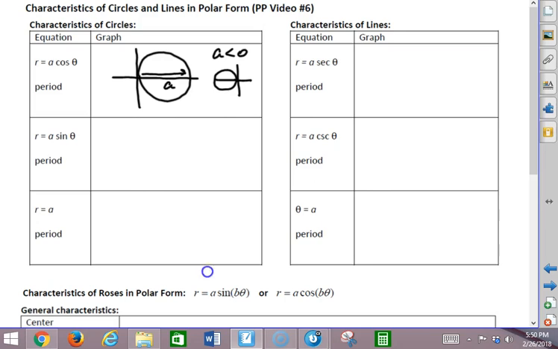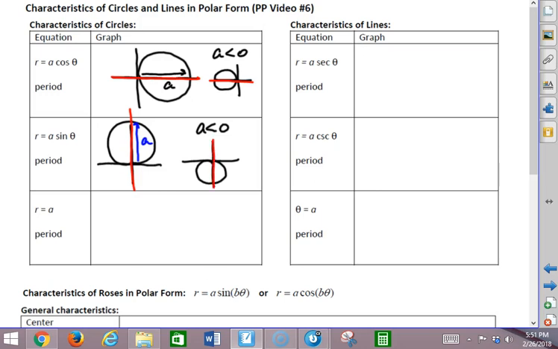If we have sine, then we're looking at a graph that has a vertical line of symmetry. So here my line of symmetry is this line right here. Now my line of symmetry is this line right here. And A is going to be this distance right here. And if A is less than 0, then I would have a graph that goes on the lower half of the graph grid like this.